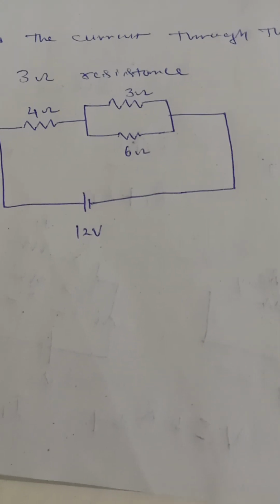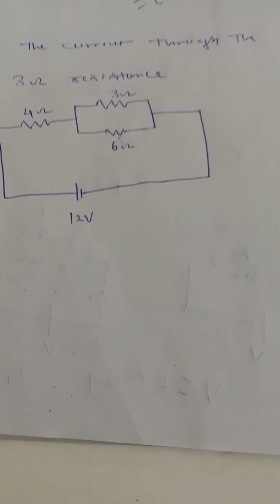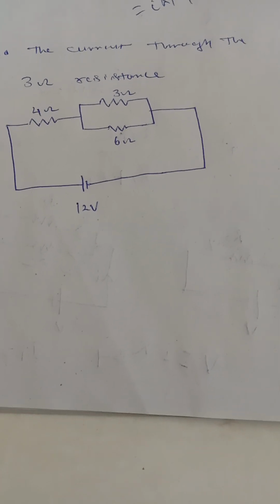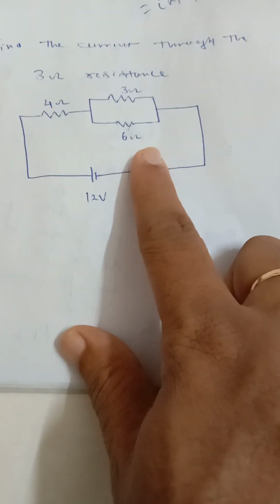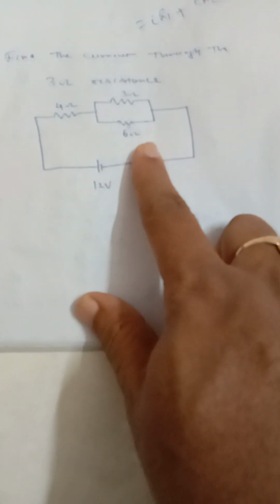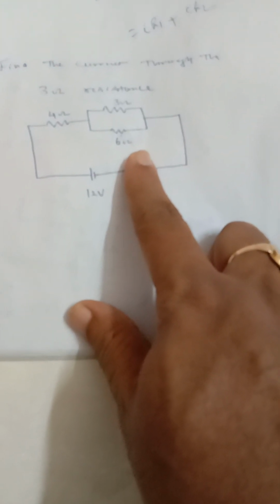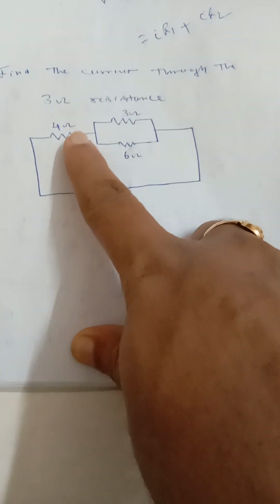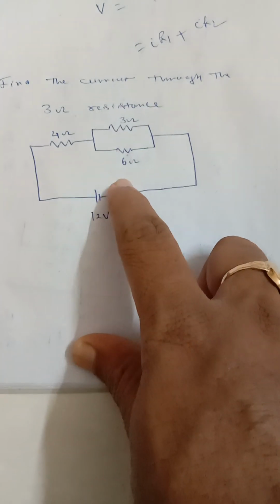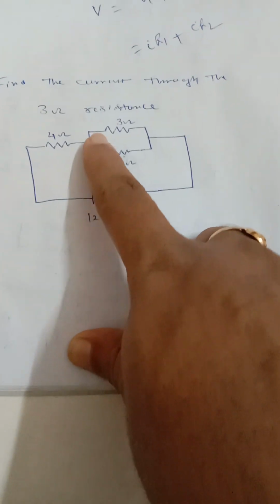Now we will discuss one problem like this. Find the current through the 3 ohms resistance in this circuit. The circuit is like this. Find the current through the 3 ohms resistance in the circuit. Here a 12 volts battery is there, a 4 ohms resistor, a 3 ohms resistor, and a 6 ohms resistor. We have to find out the current through this 3 ohms resistance only.